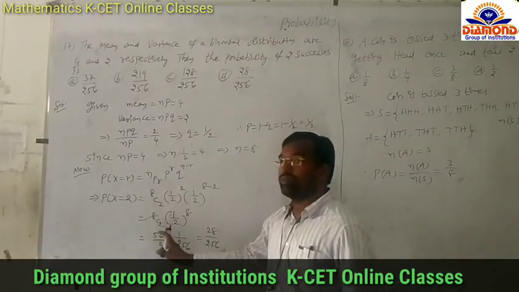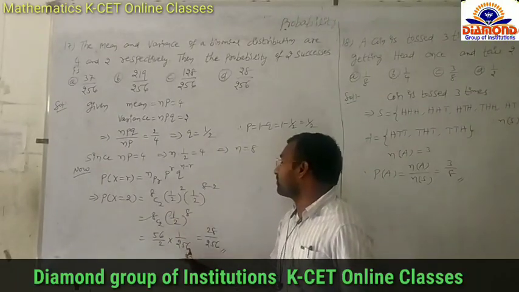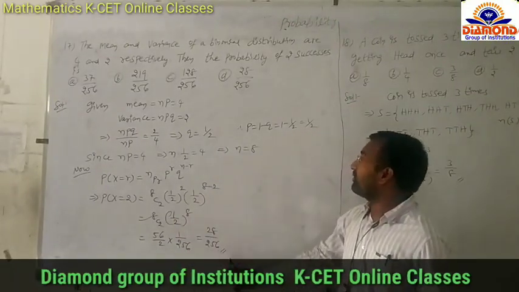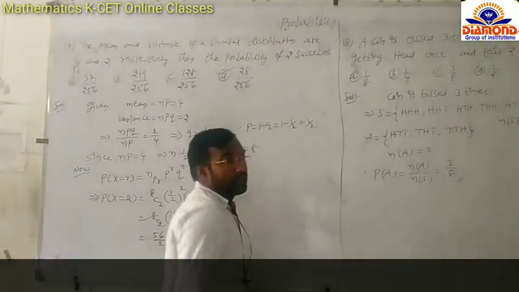8C2 is nothing but 8 into 7 by 2, so 56 by 2, into 1 by 2 power 8, which is nothing but 1 by 256. This equals 28 by 256. So option is D. So next problem.